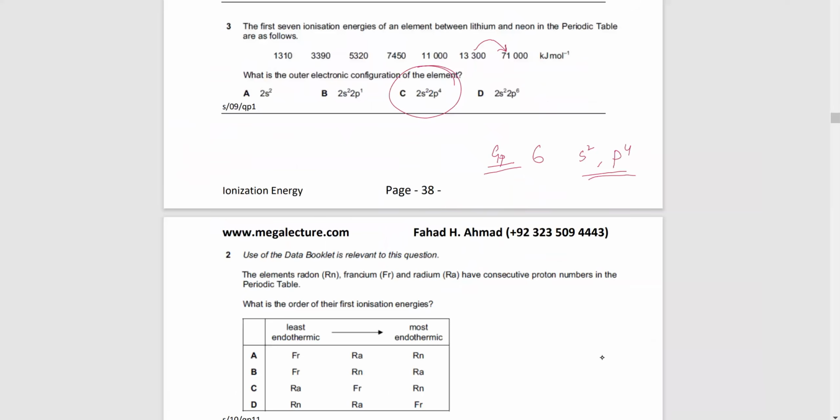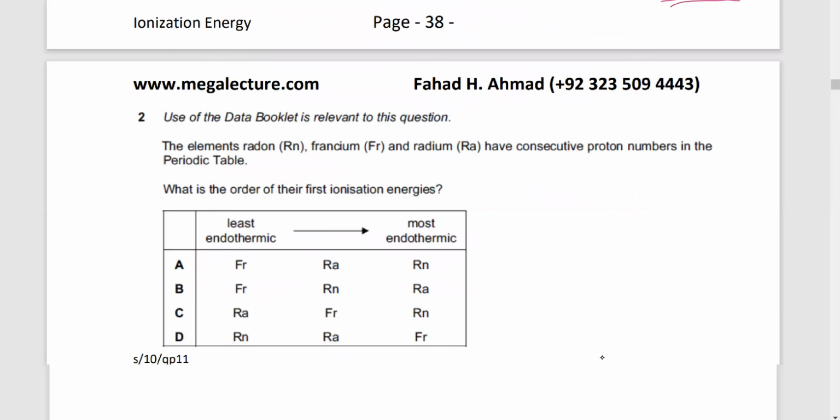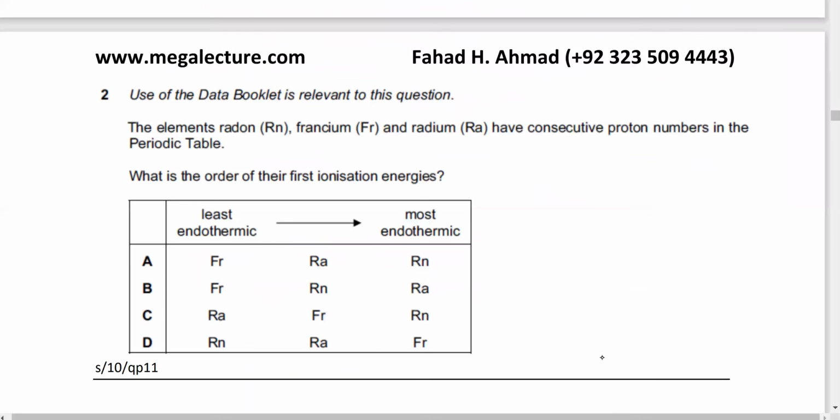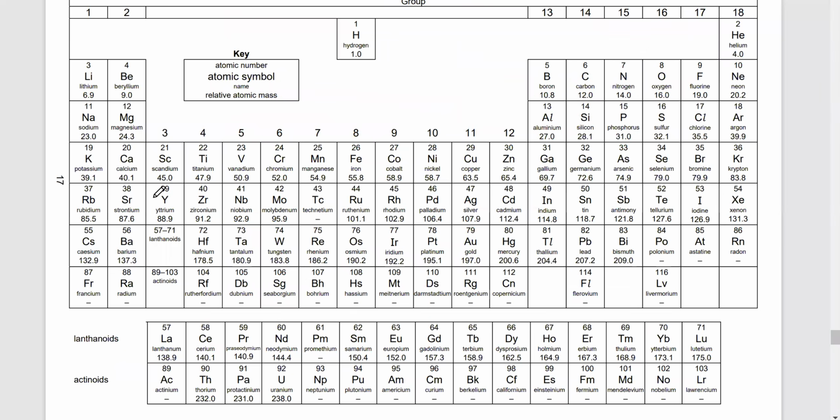अच्छा फिर ये कि हाँ ये वाला. The question is that the elements radon, francium, and radium have consecutive proton numbers in the periodic table. What is the order of their first ionization energies? The radon, francium, and radium. कहाँ पे है ये? This is radon तो इधर है noble gas है, ठीक है, it's over here.